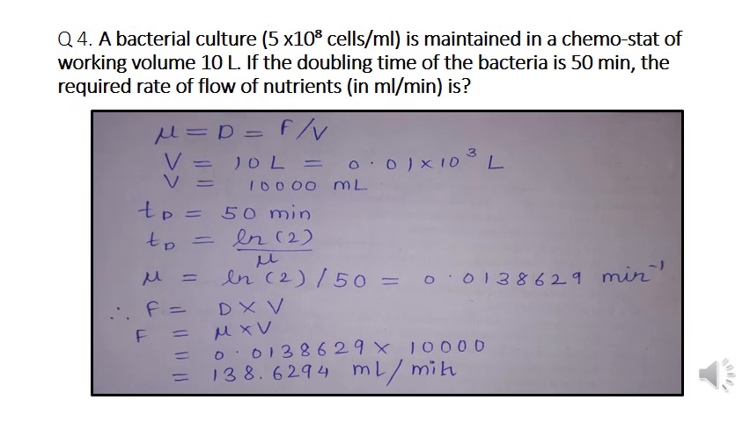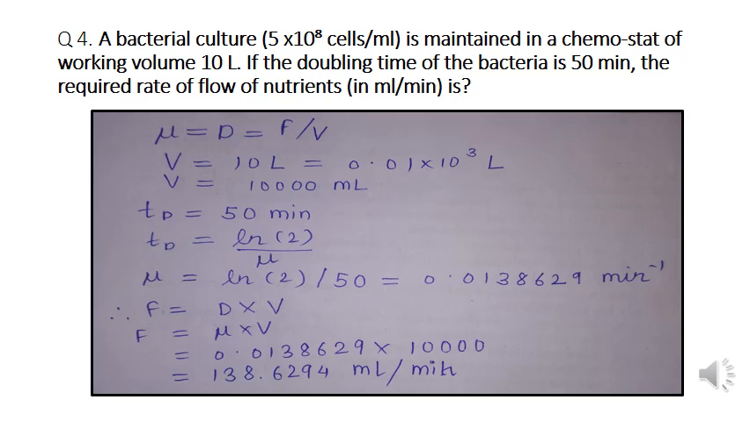On to the next question. The next question is: a bacterial culture which has 5 into 10 raised to 8 cells per ml is maintained in a chemostat of working volume 10 liters. If the doubling time of the bacteria is 50 minutes, the required rate of flow of nutrients is dash, and the unit is ml per minute.